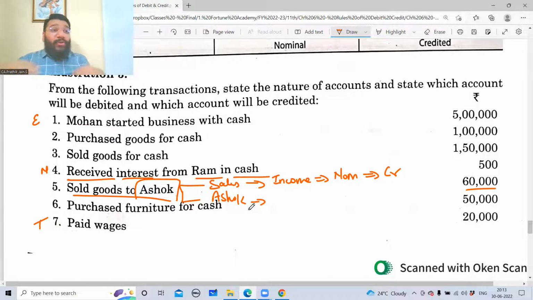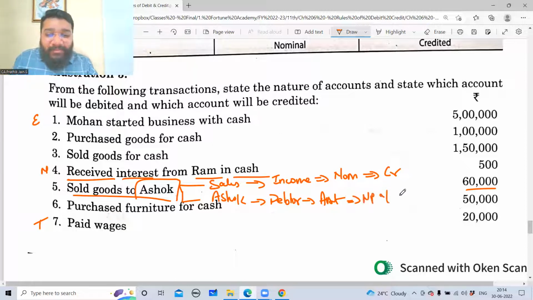So you will sell goods to Ashok, you will pay him the money in future. Ashok is debtor. Debtor is asset. Asset has two rules, real and personal. If a debtor goes to the real account house, they will kick him out because he is a human being. Ashok is a human being. So natural personal account.